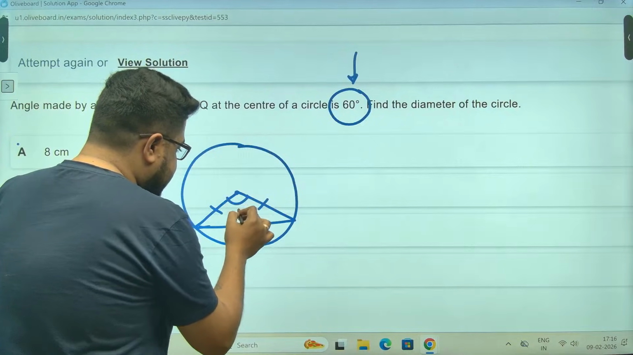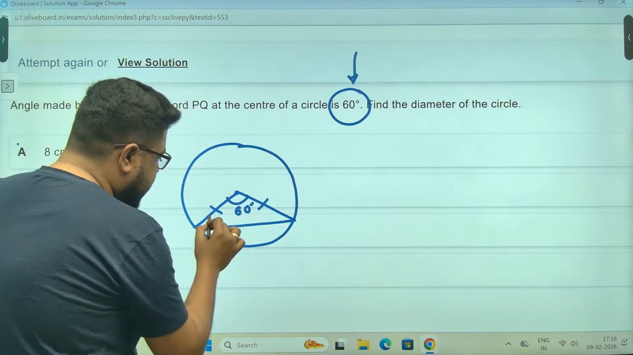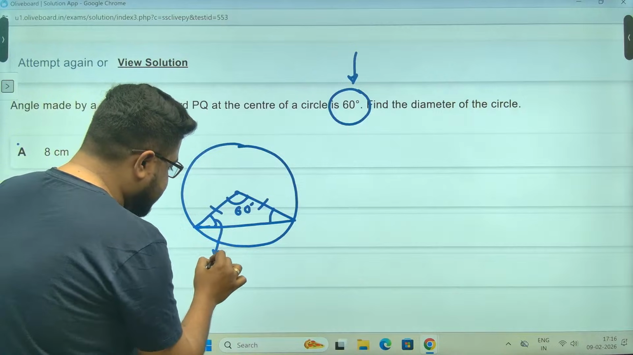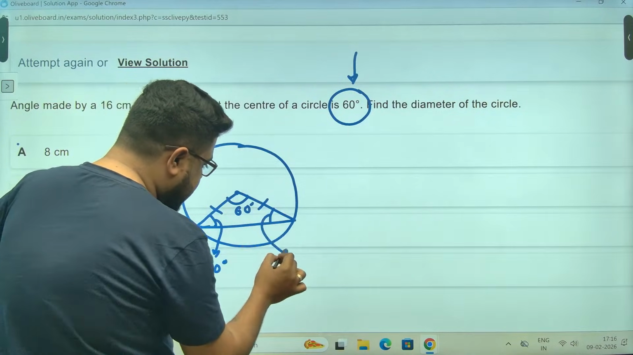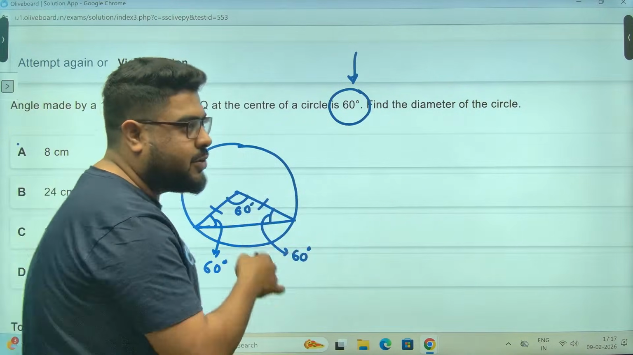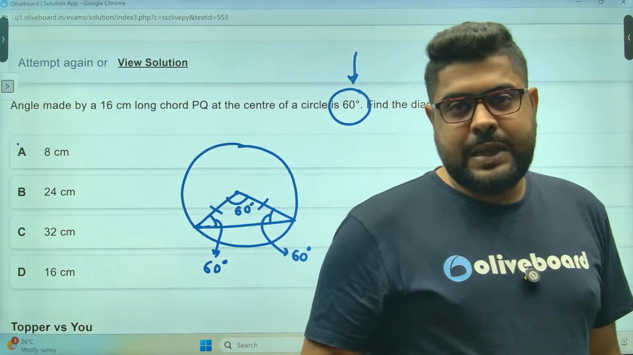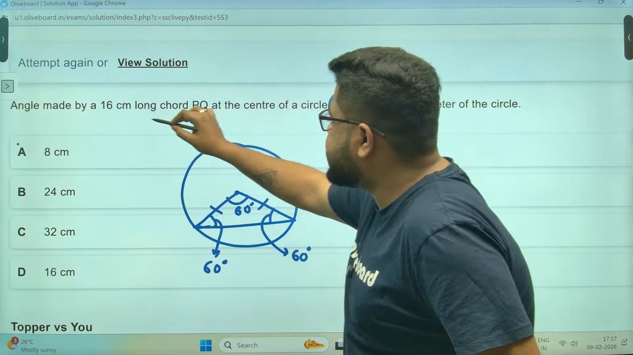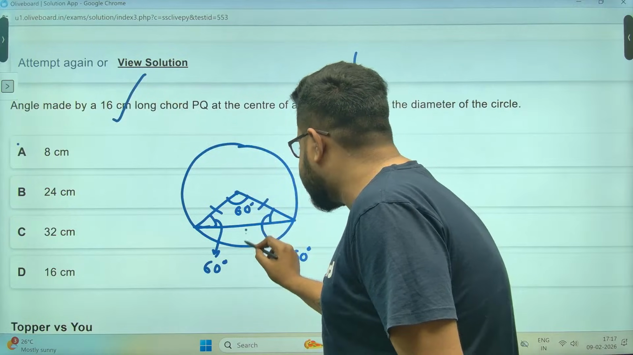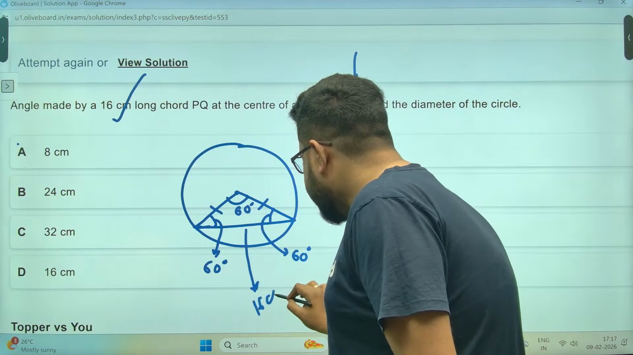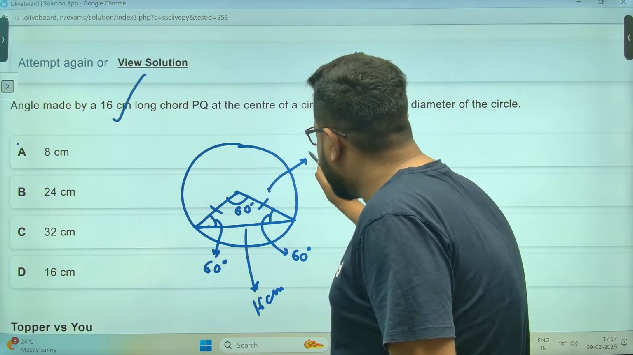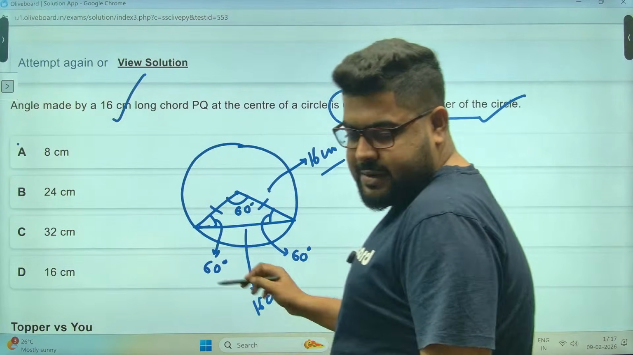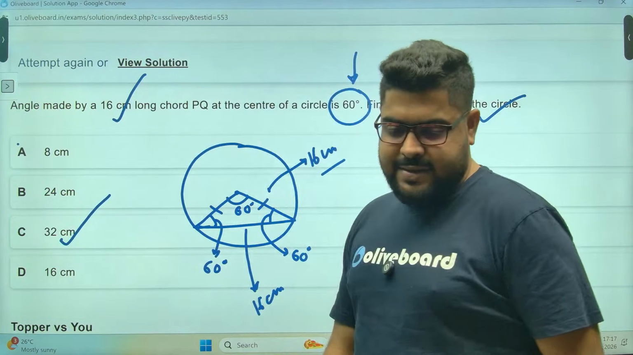Now, if this is 60 degrees, sir, and if these two are equal, that means these two angles are also equal. So they must also be 60 each. And in this triangle, you see all three angles are 60, meaning this is an equilateral triangle. And the 16 centimeter long chord means this side is 16 centimeters. Meaning the radius of the circle is also 16 centimeters. They are asking for the diameter. So 32 is the answer.